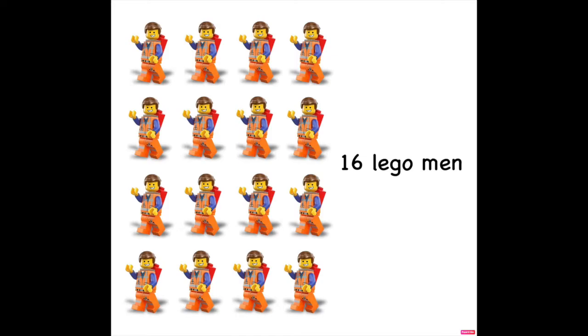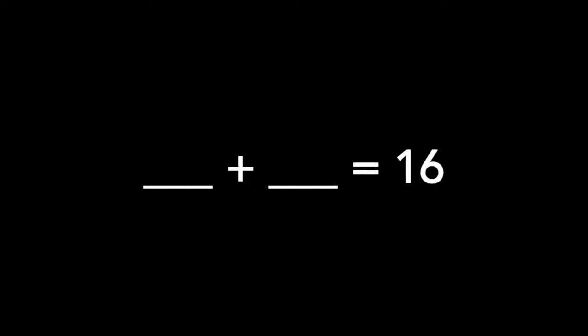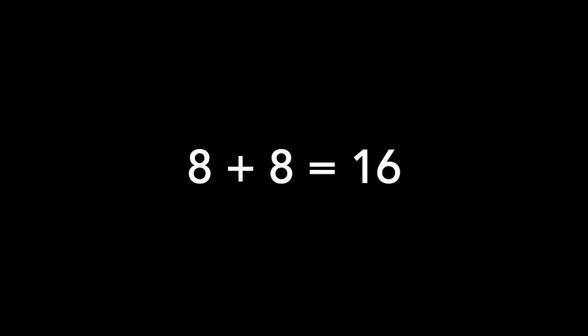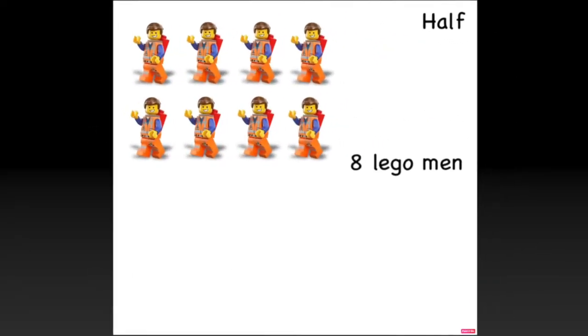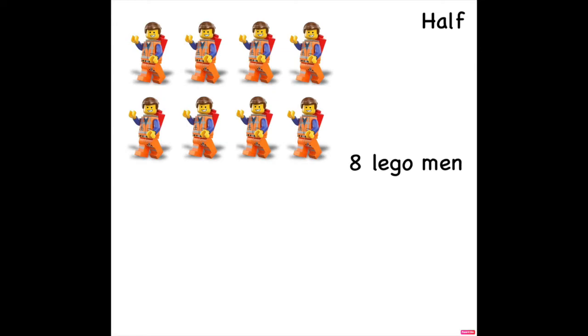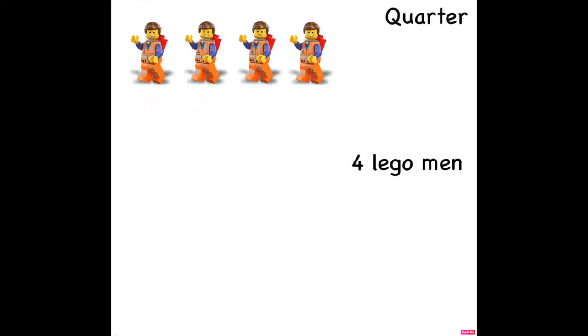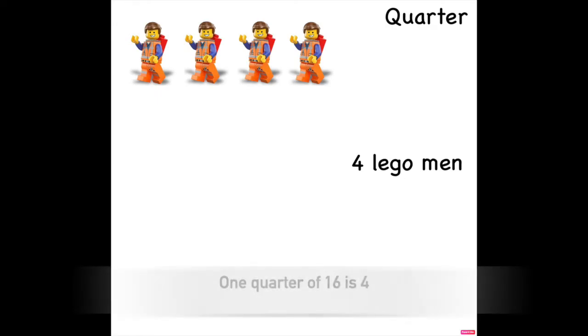Have a look at these Lego men. There are 16 Lego men. To find half, we think of our doubles. What plus what equals 16? Well done. 8 plus 8 equals 16. So 8 is half of 16. And to find a quarter, we now must half it again. So what is half of 8? Well done. 4 is half of 8. So 1/4 of 16 is 4.